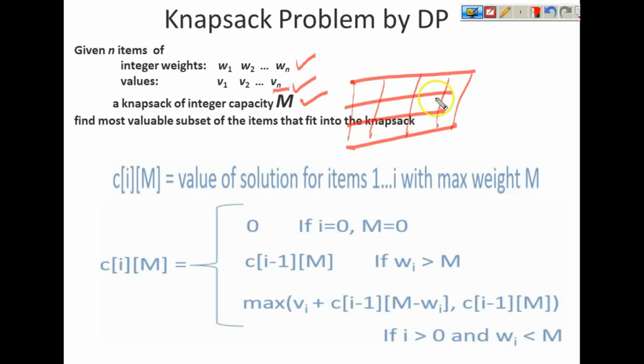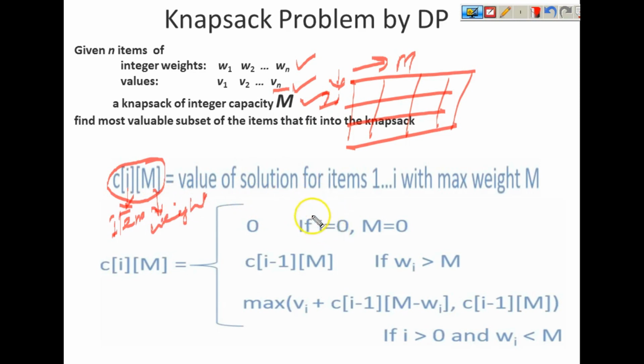Now how do we fill these cells? Column-wise we are arranging the weight, so this column represents the weight, and the rows represent the items. So we need to find out C[i][M]. Here I is for the item and M is for the knapsack weight, the capacity of the knapsack, and we are interested in filling these cells C[i][M].